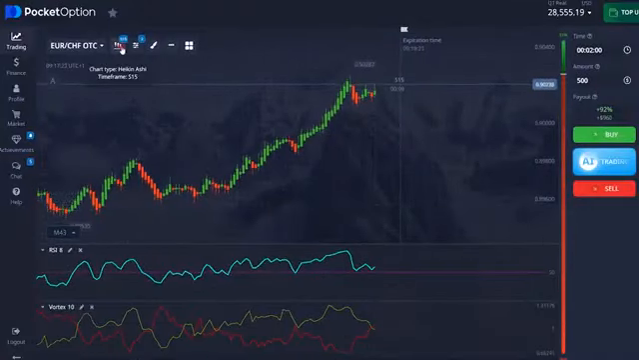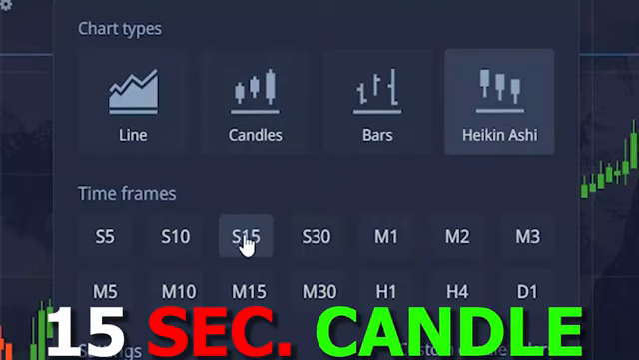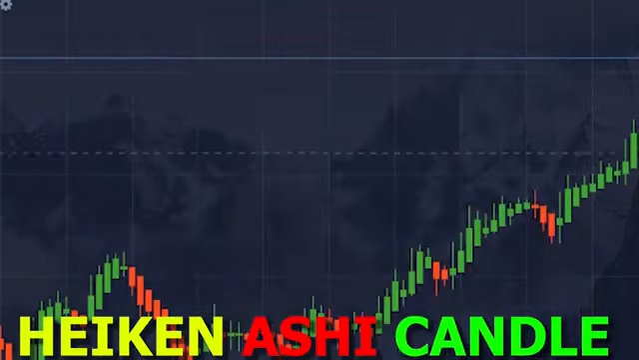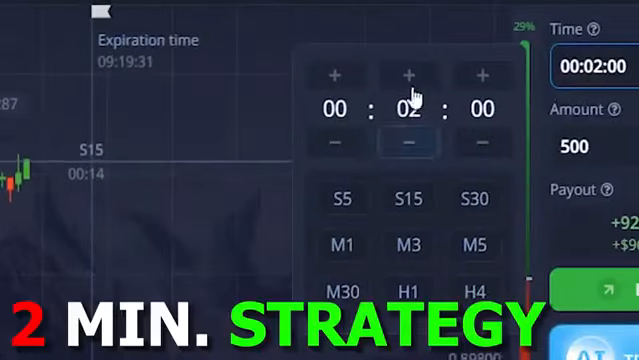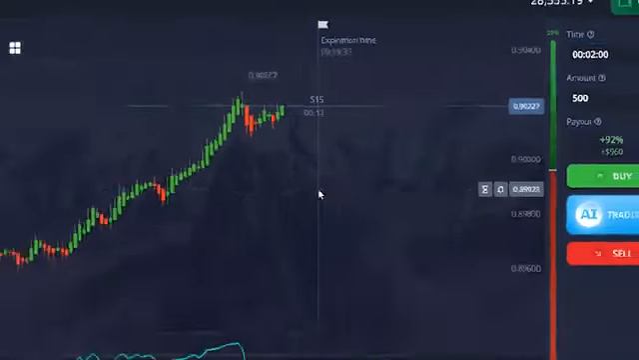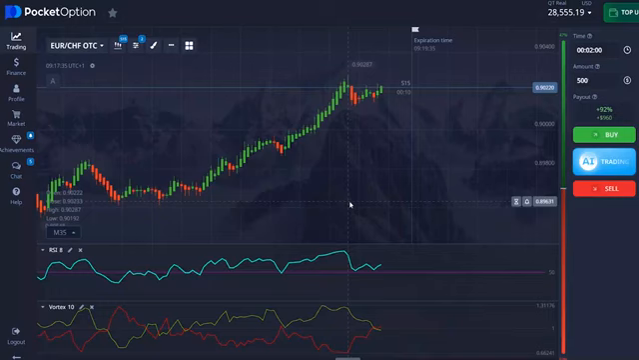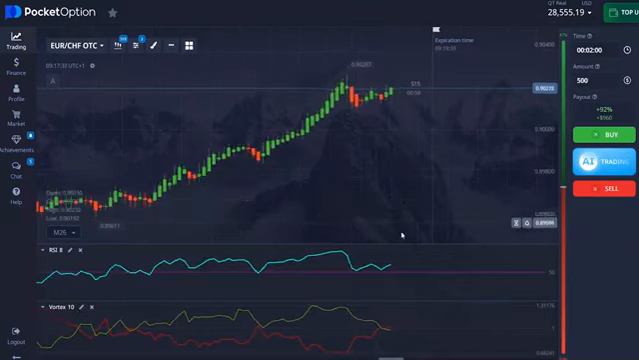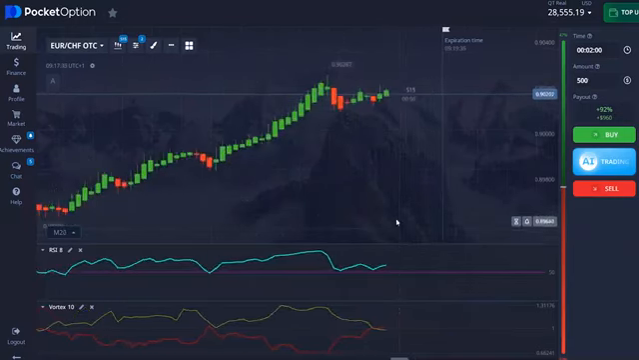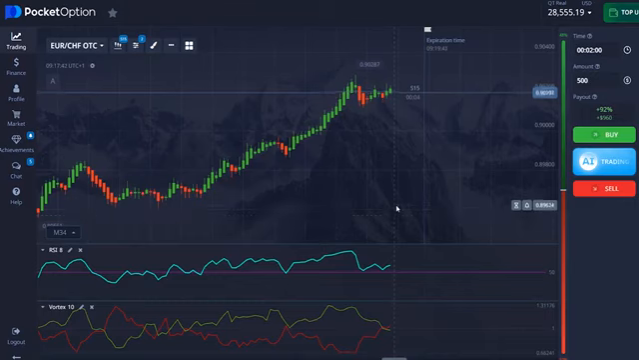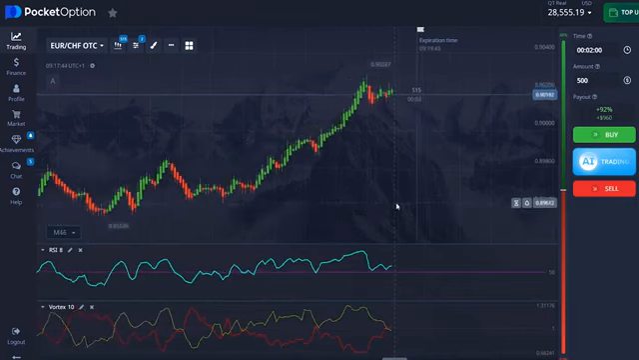Right away with this strategy, I'm actually making use of a 15 seconds candle time frame. I'm using Heiken Ashi candlesticks, and I'm trading this particular strategy on 2 minutes, guys. This particular strategy is a very simple one. For you to better understand it, I'll need to go into the market. When I find an opportunity, I'm going to come right here and explain to you what you need to see before you enter a trade.